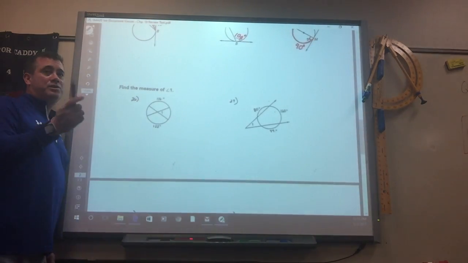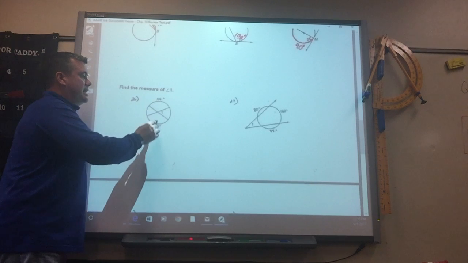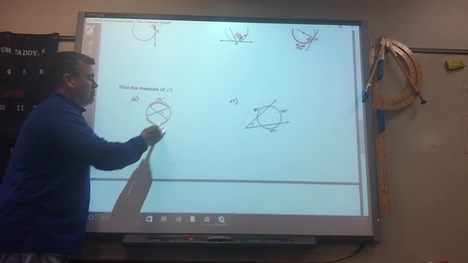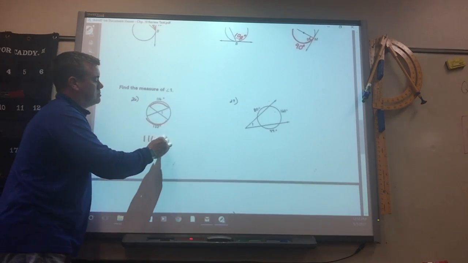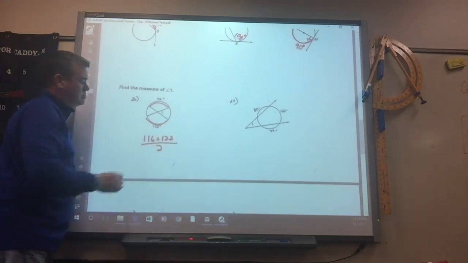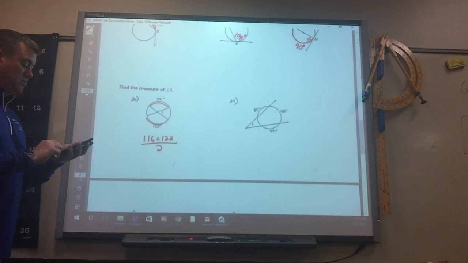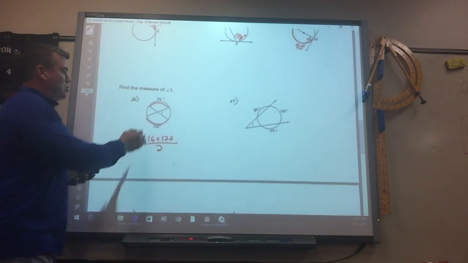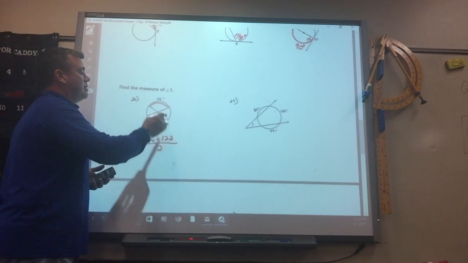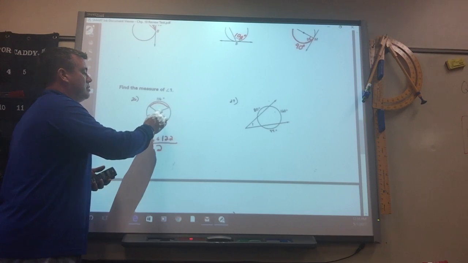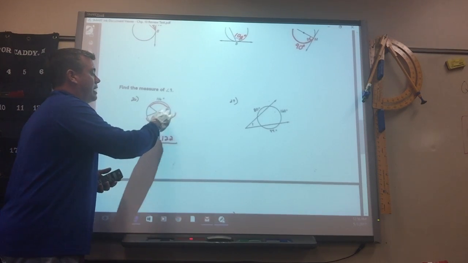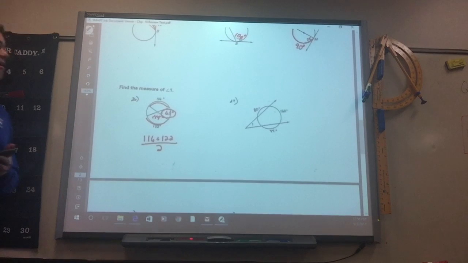Here's the one like on the worksheet. To find it inside, you add them up and divide by 2. So it's 119, but they're not looking for that angle. They're looking for that angle. So the answer is 61.